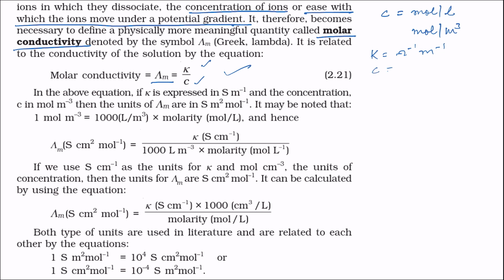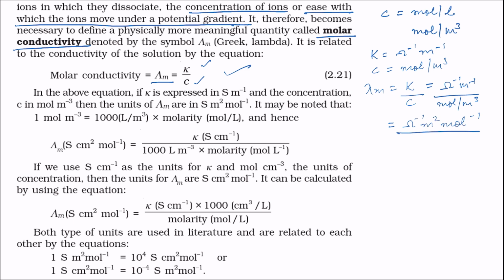If concentration of the electrolyte solution is in mole per meter cube, then unit of molar conductivity will be equal to, molar conductivity is equal to conductivity divided by the concentration. Putting the units of conductivity and concentration, conductivity unit is per ohm per meter, concentration unit is mole per meter cube. From this, unit of molar conductivity will be per ohm meter square per mole. This is the unit of molar conductivity.